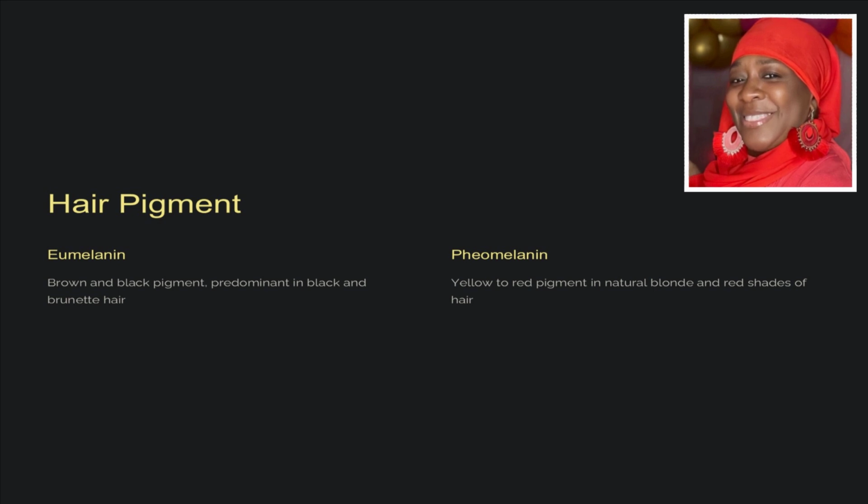Natural hair color is the result of a pigment called melanin located within the cortex. Melanin forms from cells called melanocytes. There are 2 types of melanin. Eumelanin consists of brown and black pigment and is the predominant pigment in black and brunette hair. Pheomelanin is the yellow to red pigment in natural blonde and red shades of hair.